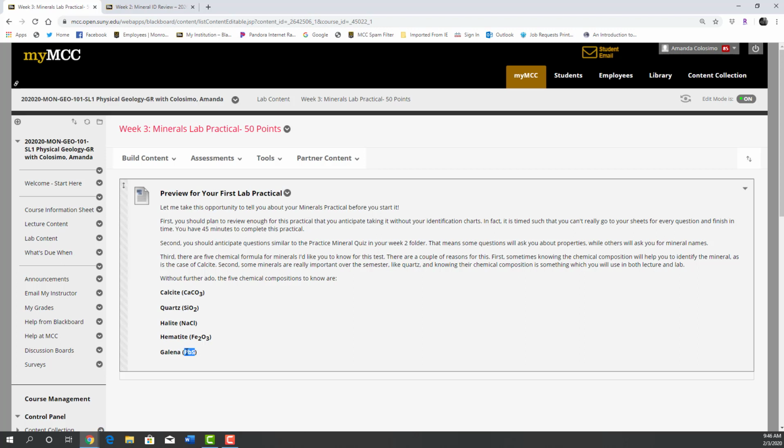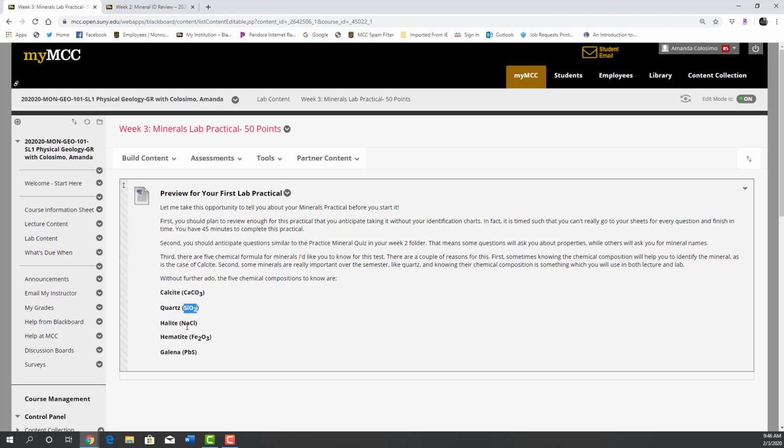Quartz and halite, quite frankly, are minerals that we talk about regularly over the semester, and so I think it's important to your understanding of both lecture and lab. Quartz, the chemical formula is silicon dioxide, or SiO2, and the chemical formula for halite, which is basically salt, is sodium chloride, or NaCl.